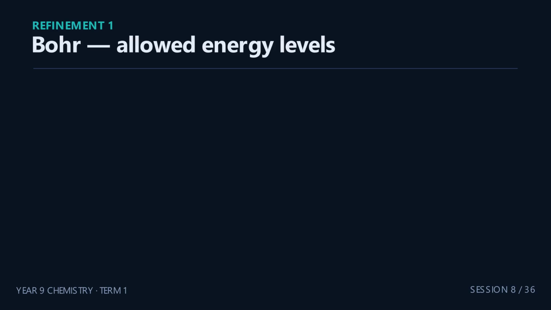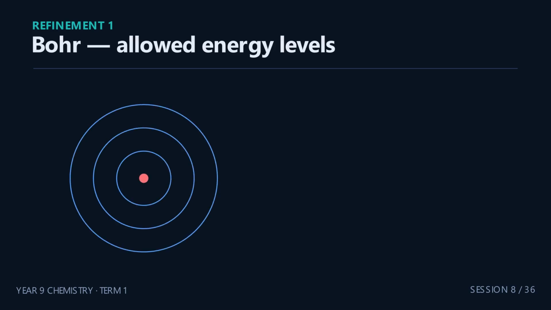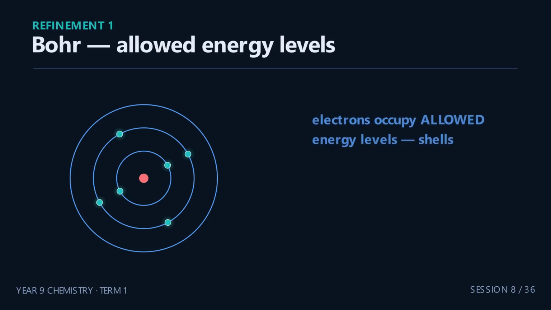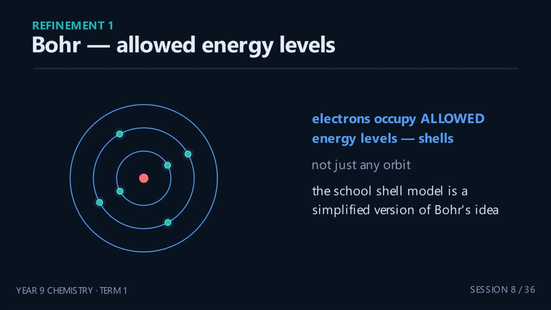Niels Bohr refined the picture. Electrons do not orbit anywhere they like. They occupy allowed energy levels, or shells. The shell model you will use at school is a simplified version of Bohr's idea, and it is superb for explaining the patterns of the first 20 elements, as we will see next week.